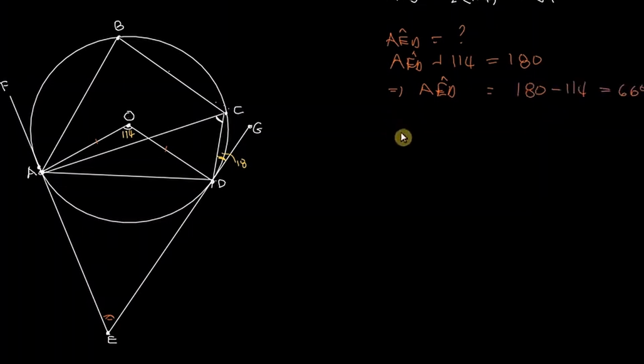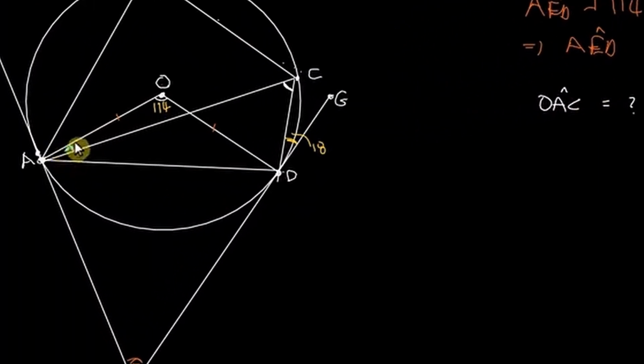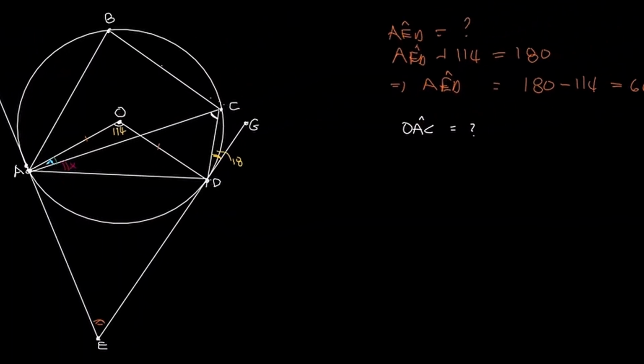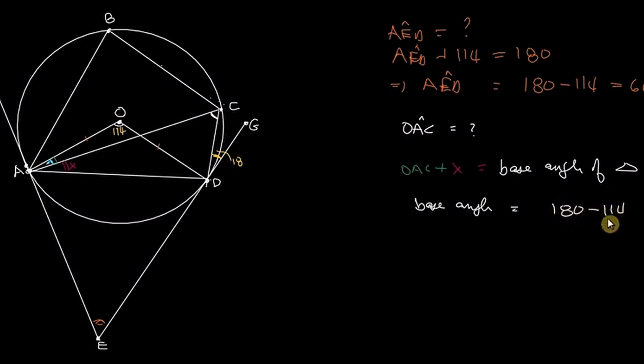Okay, so the next angle we need to find is OAC. Let's identify this angle on our drawing. So notice immediately that this angle plus this angle are part of the base angle of triangle OAD. So let's write, if we give this angle a description, let's call it angle X, then OAC plus angle X is the base angle of triangle OAD. So the base angle of triangle OAD is equal to 180 degrees minus 114, over 2. That is equal to 33 degrees.